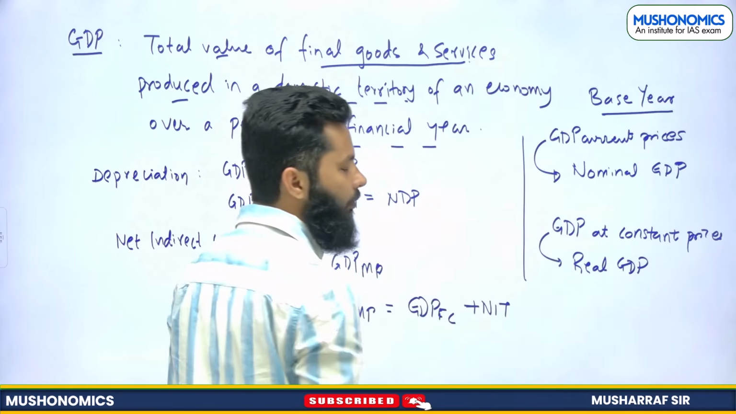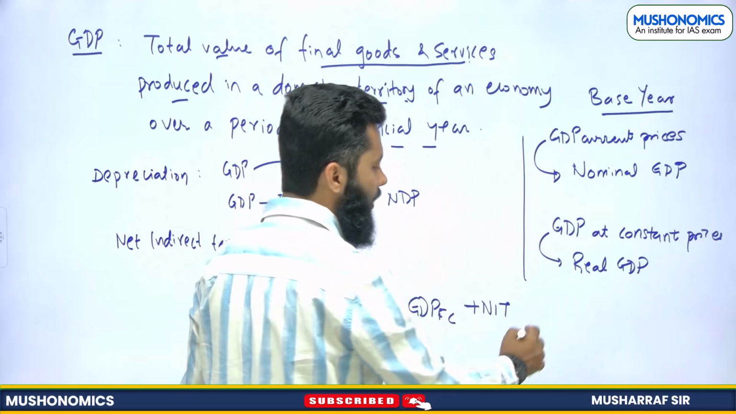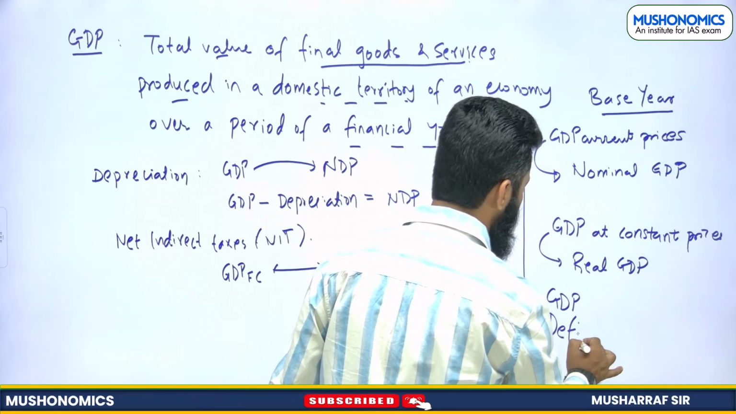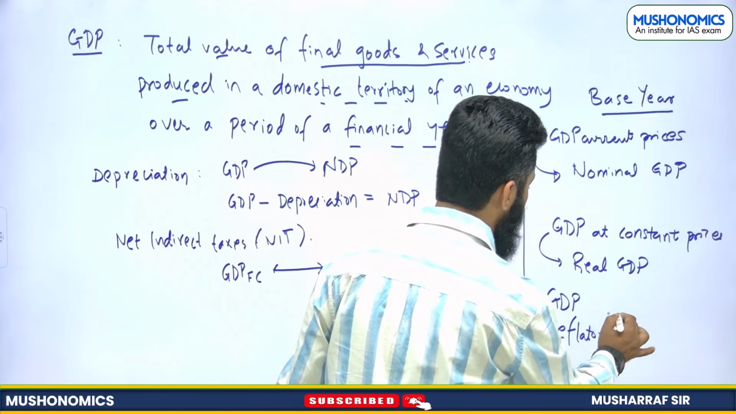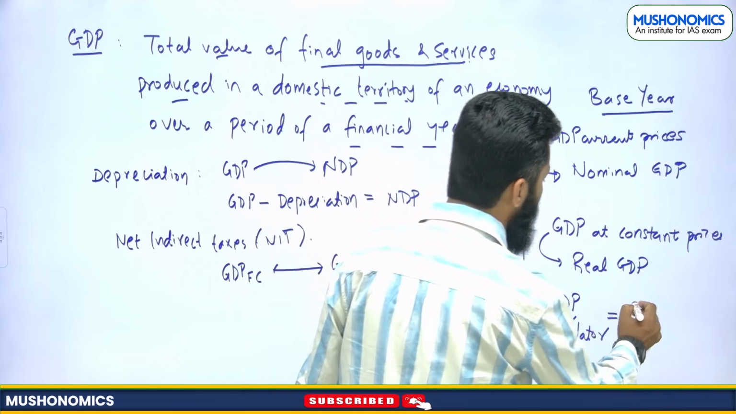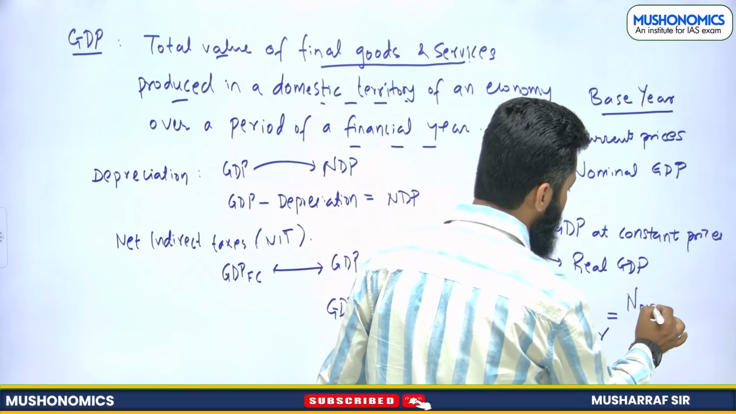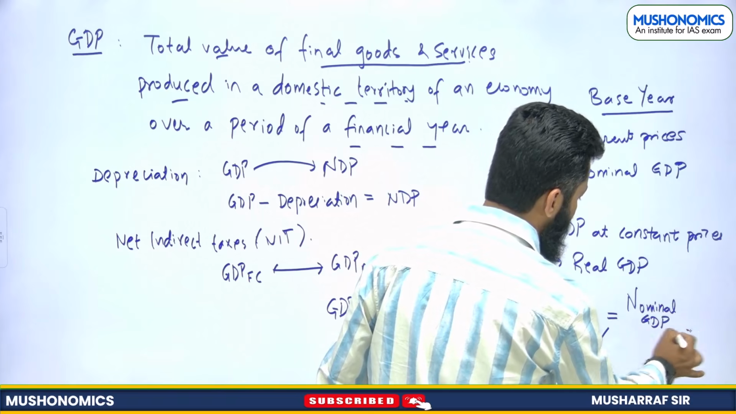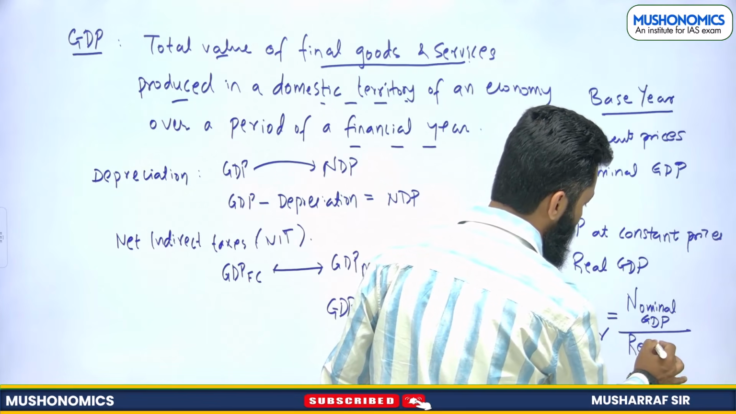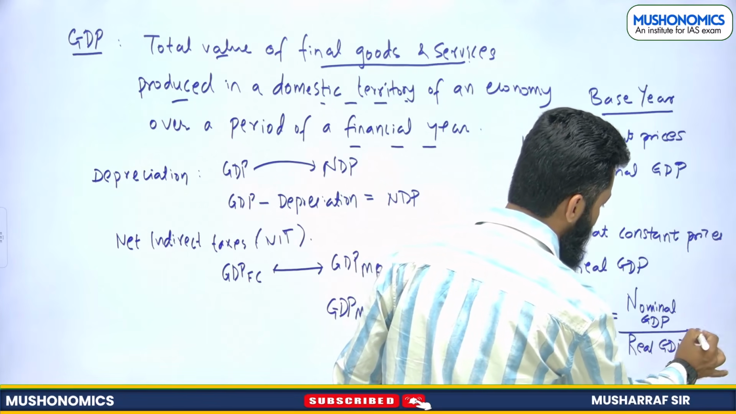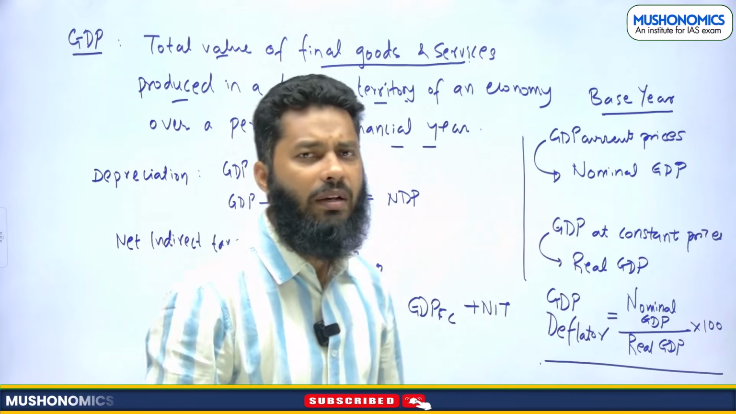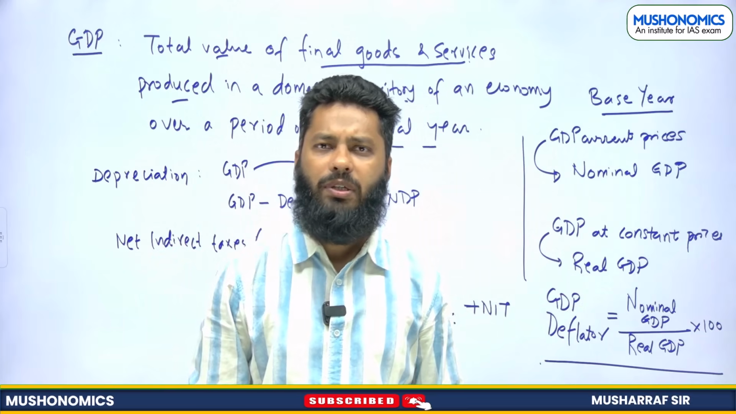And here we got a term related to GDP, known as GDP deflator, which also accounts for inflation in the economy. So GDP deflator is nothing but nominal GDP divided by real GDP, into 100. This is what we have understood. So these are basic concepts related to GDP that we should understand.